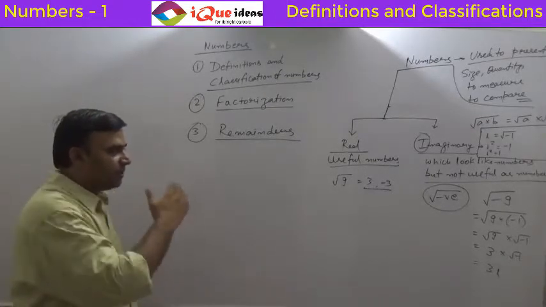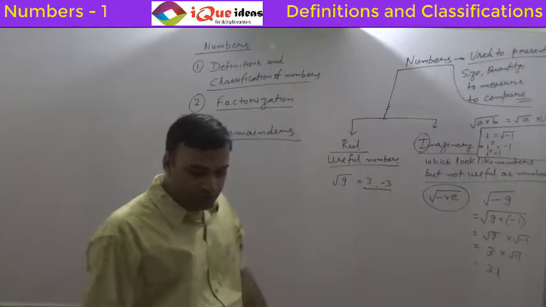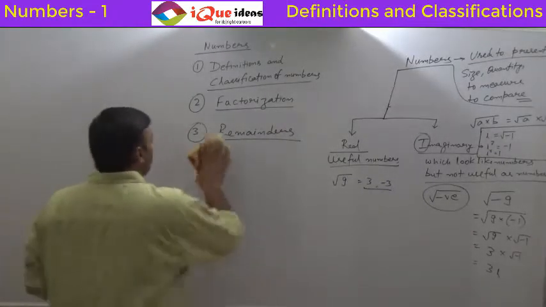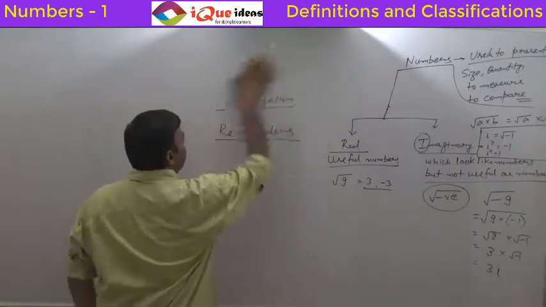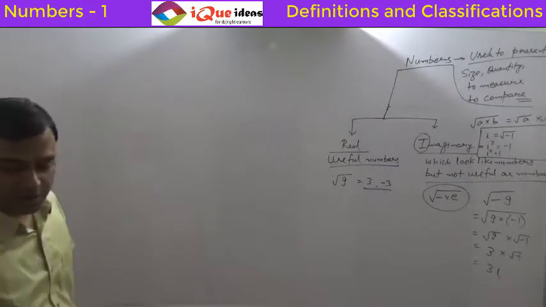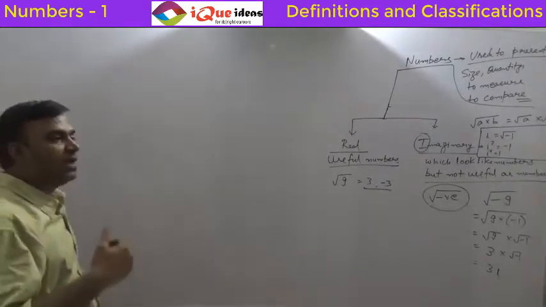Okay. Now let's come back to real numbers. Real numbers are those which are very useful for us. Now, real numbers further can be divided into types. So as we are just saying that any number which is useful, they're all real. So real can be further divided into two types on the basis of their usability.